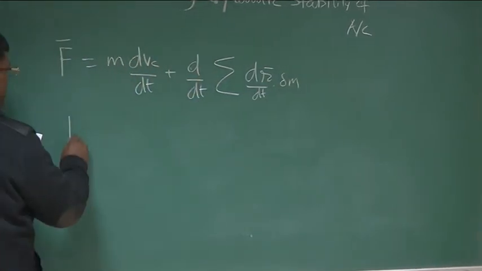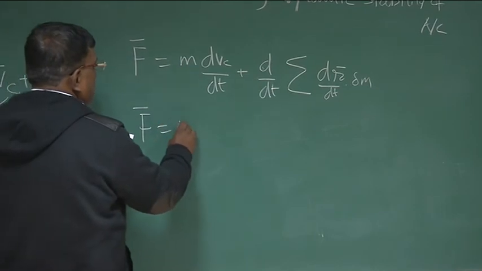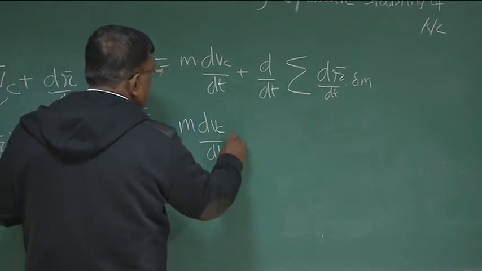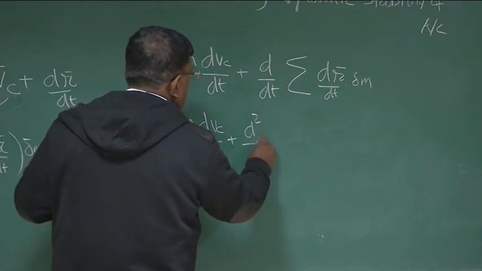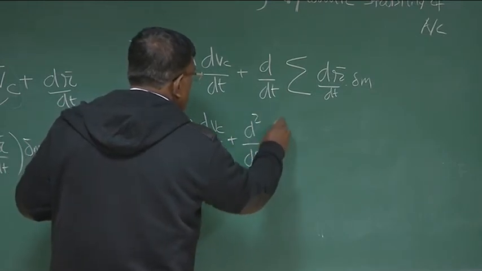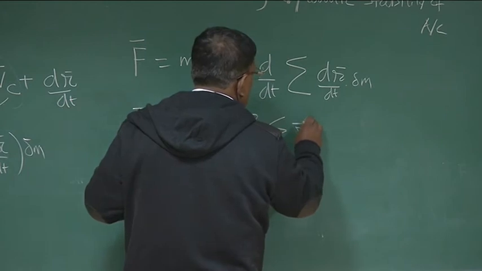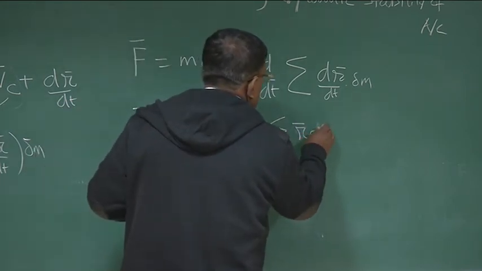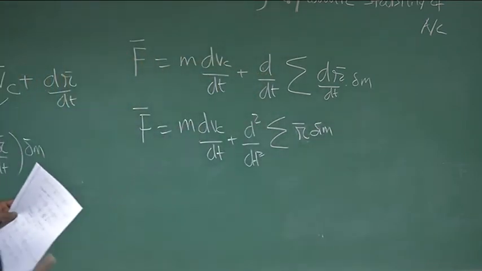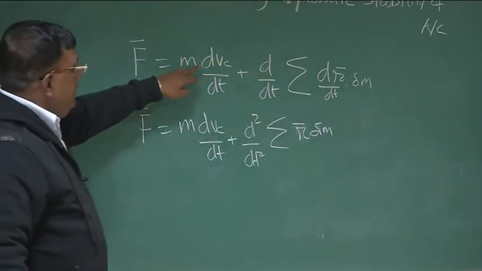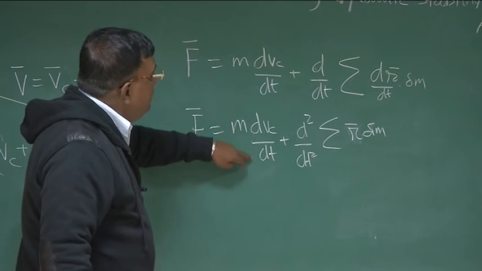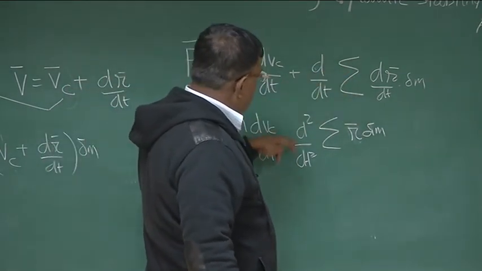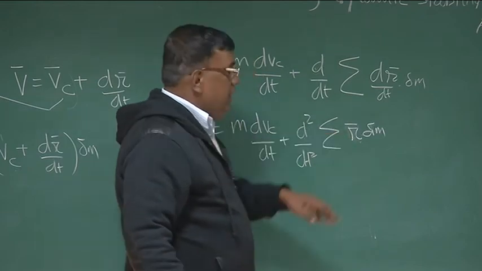So again, I do little manipulation. I write F equal to m dVc by dt plus d square by dt square summation r bar dm, or delta m. Right? This is clear? M dVc by dt, then d summation. So this has been taken out: d square by dt square summation r dm.